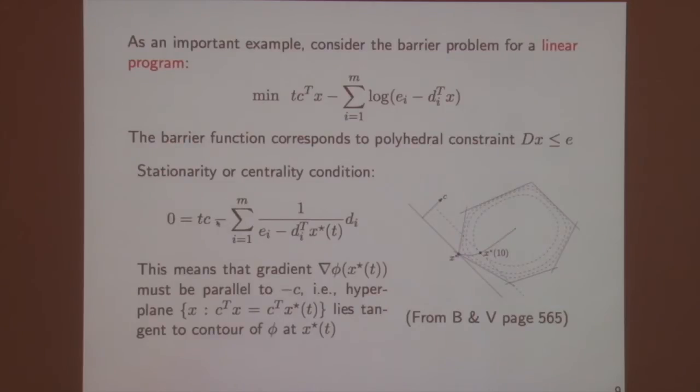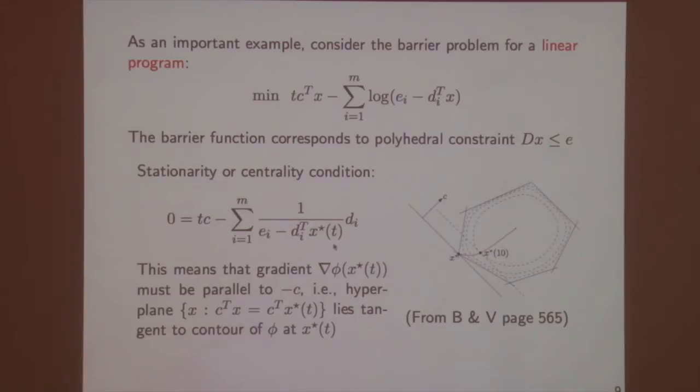So that looks like t times the gradient of the loss, which now is just c, plus the gradient of the barrier function. What is that? It's minus the sum over all i of 1 over this quantity, 1 over e_i minus d_i transpose x, times the gradient of this quantity, which is actually the gradient of the negative of this quantity, because this is minus h_i, and so that's just d_i. So if this is true for some vector x at a value t, then that characterizes the solution, x star of t.